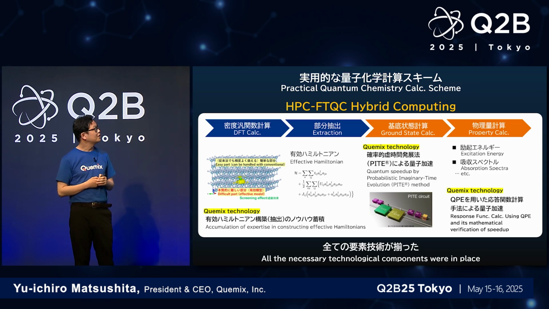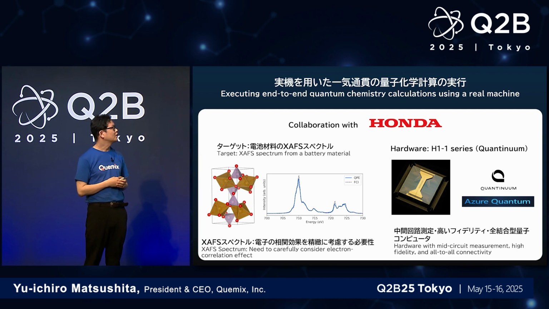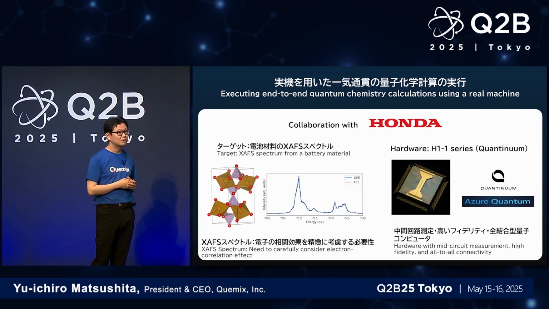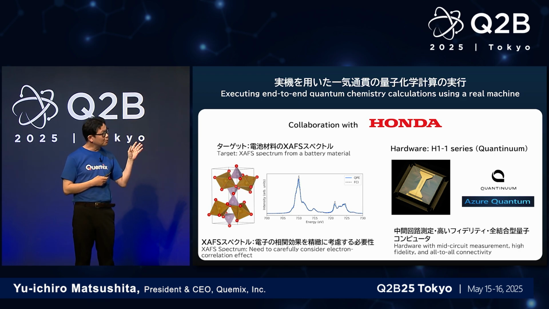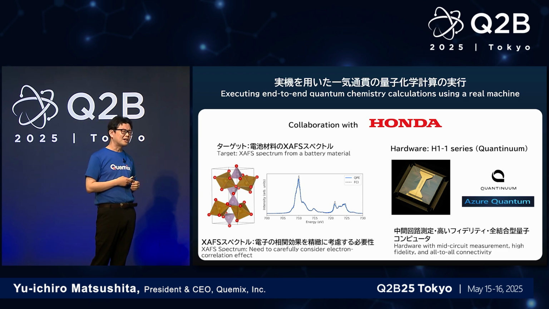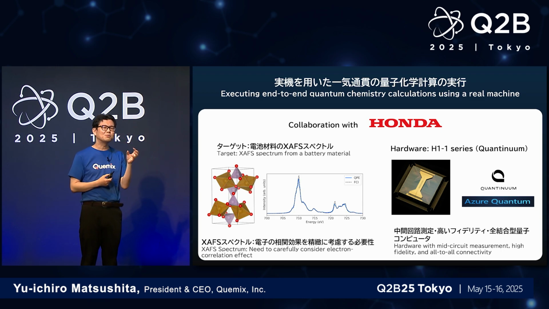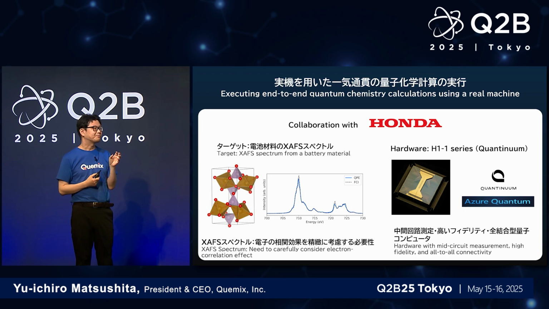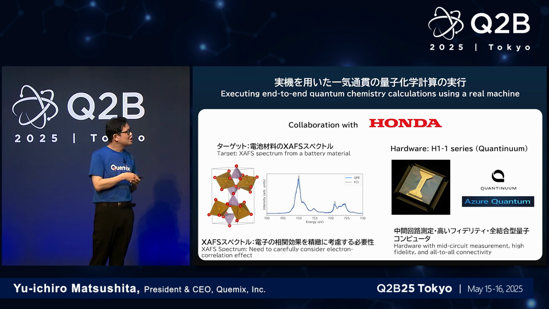And actually, we used an actual device to do this test, and we worked with Honda for this activity. On the left side, you see Honda's real problem. This is the XAFS spectrum from a battery material. This is an X-ray absorption spectrum. The reason why we chose this XAFS spectrum as a problem is because the electron correlation has to be considered very accurately, and this is a condensed matter property, and the HPC cannot do it very well.